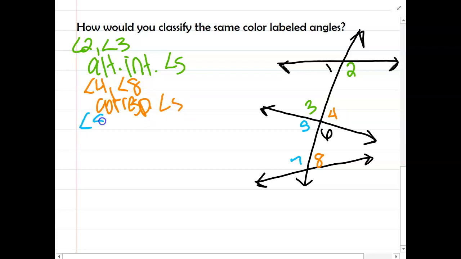And then last ones, angle 5 and angle 7. Okay, angle 5 and angle 7, are they interior or exterior? Interior. Same side or alternate? They're both on the left side. So these are going to be same side interior angles.